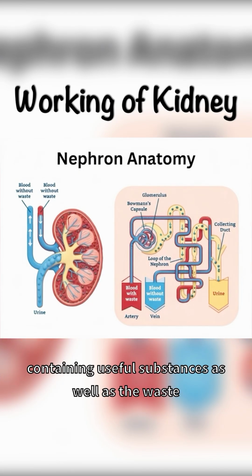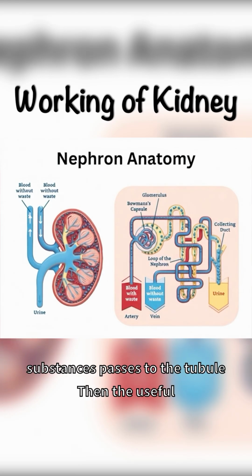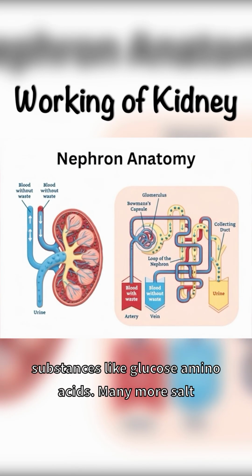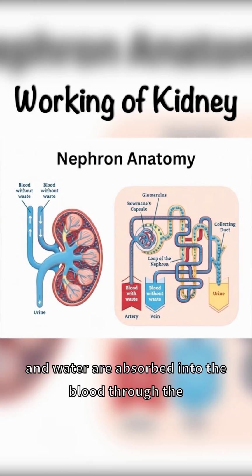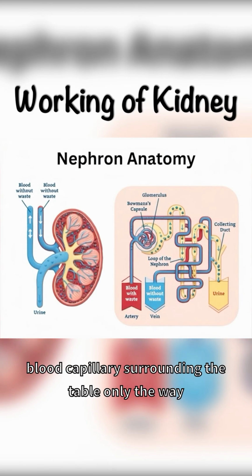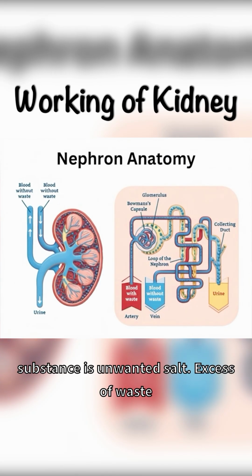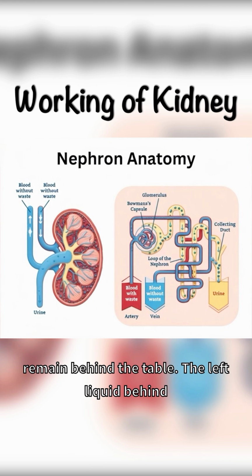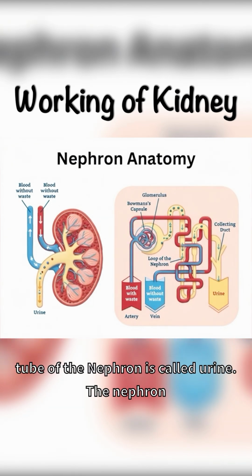When the filtrate containing useful substances as well as waste substances passes through the tubule, the useful substances like glucose, amino acids, many salts and water are reabsorbed into the blood through the blood capillary surrounding the tubule. Only the waste substances, urea, unwanted salts and excess water remain behind in the tubule. The liquid left behind in the tubule of the nephron is called urine.